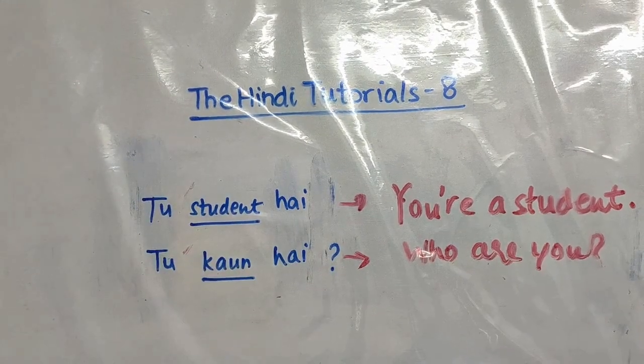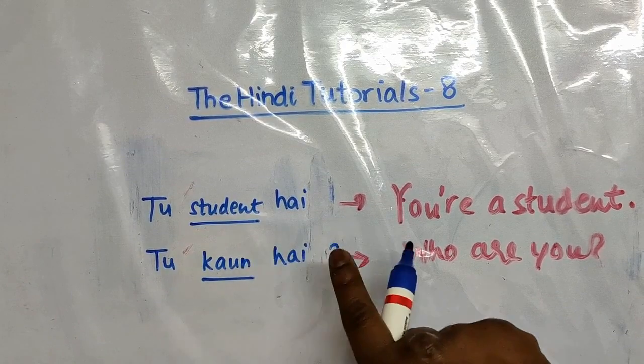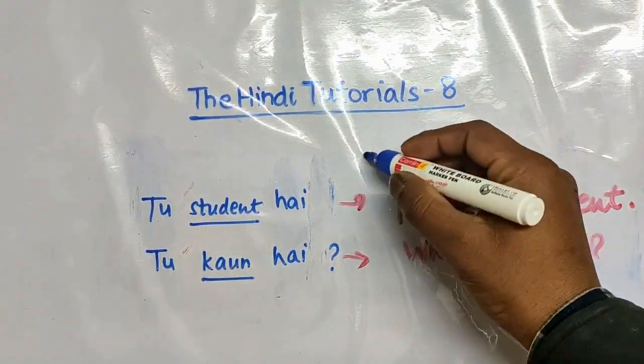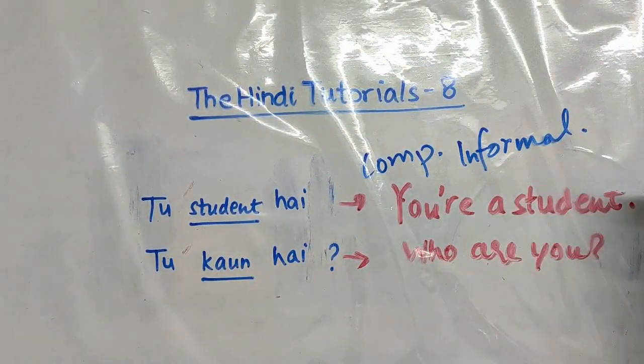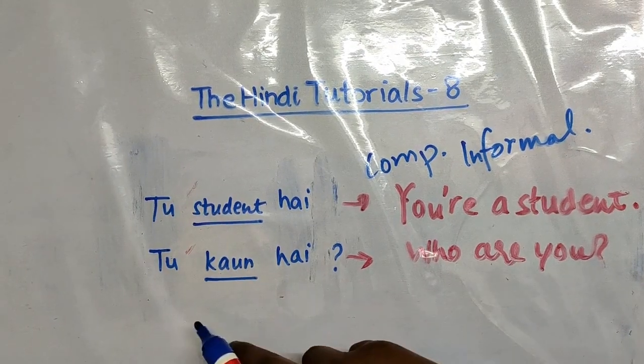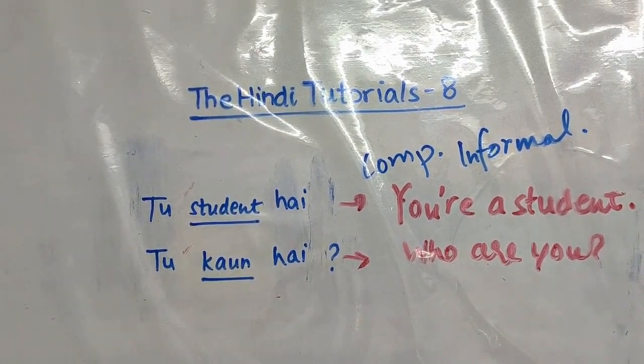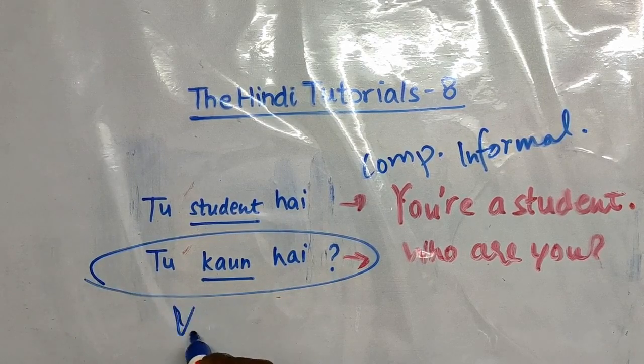Going towards तू student है. You are a student. Completely informal. तू कौन है would mean who are you, but it will sound very rude. Okay.